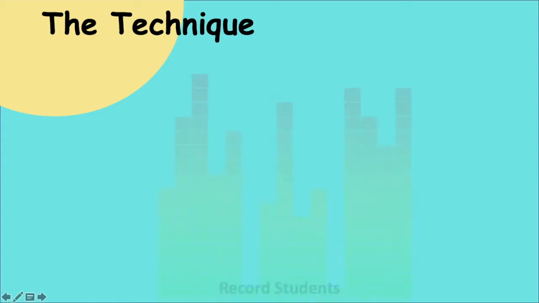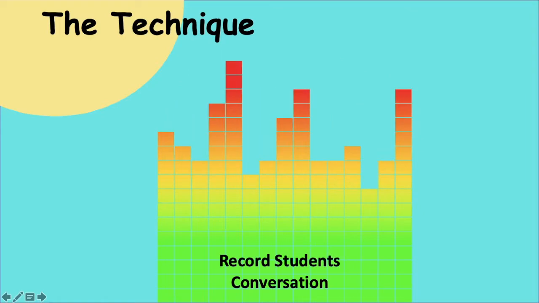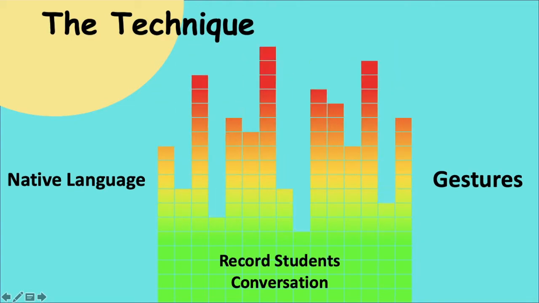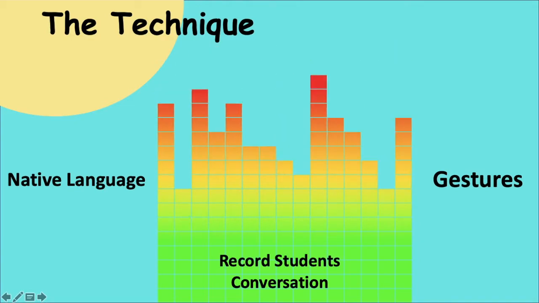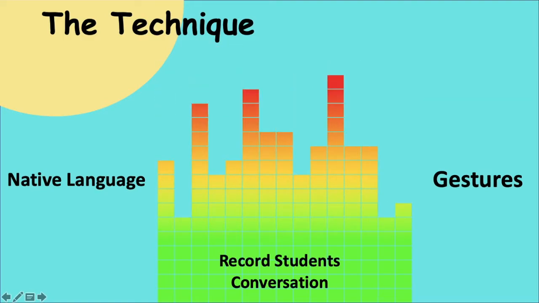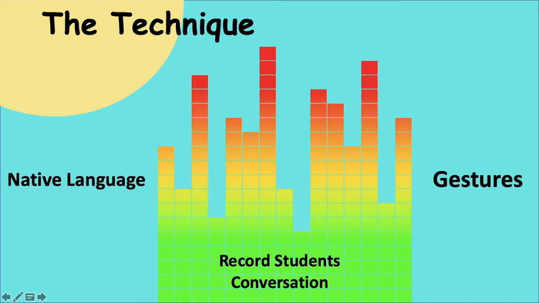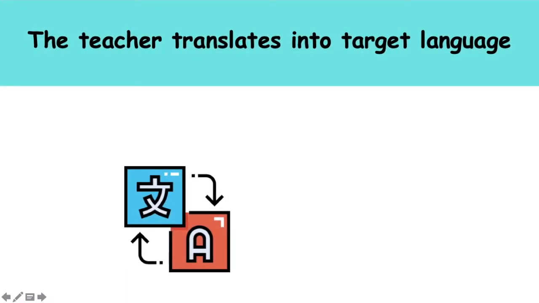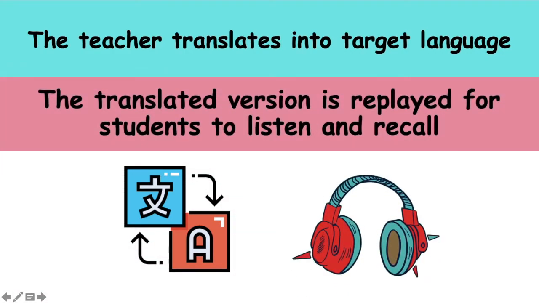The technique is recording students' conversation. Students will be asked to have a conversation using their native language, or using gestures if the group has no common language. Students are given a choice of what they want to say and when to say it. By giving students this choice, students are in a good position to take responsibility for their own learning. Then, the teacher translates what the students say or act out into the target language. The final recording given to students would be the translation. The translated version is then replayed for the students to listen to so that they can recall the meaning. Being able to recall the meaning of almost everything said in a first conversation is motivating for learners.